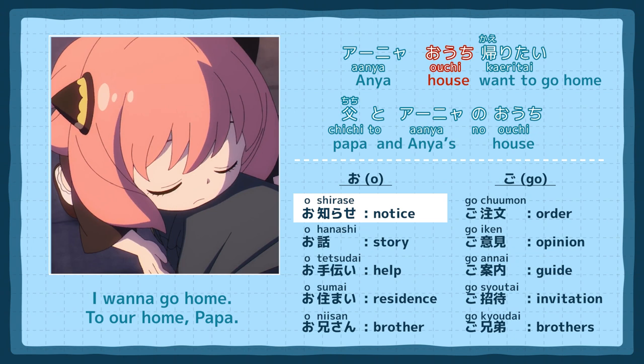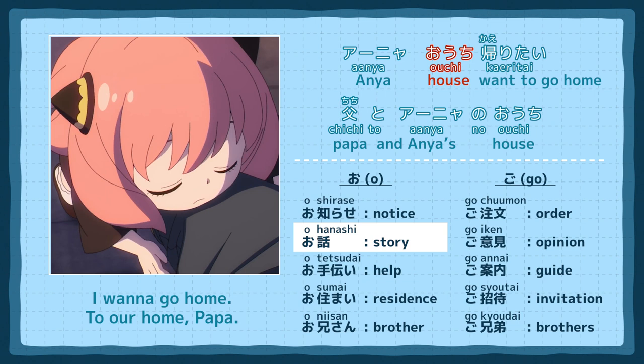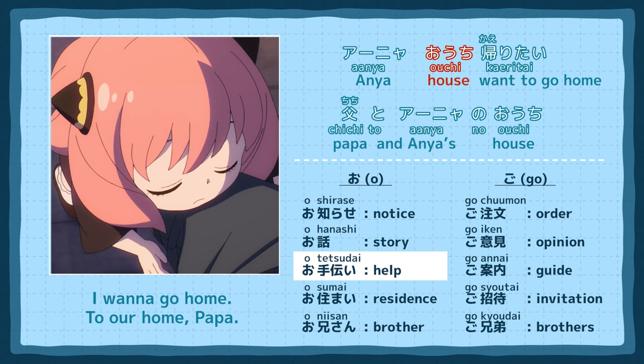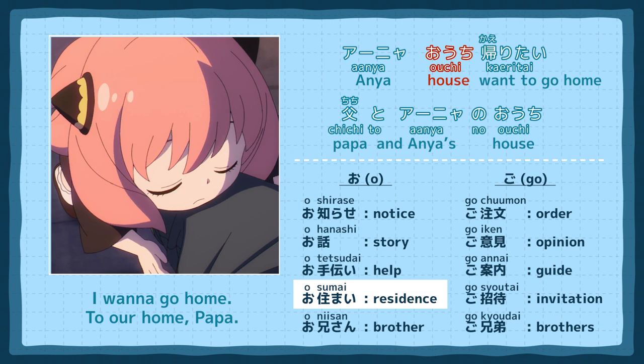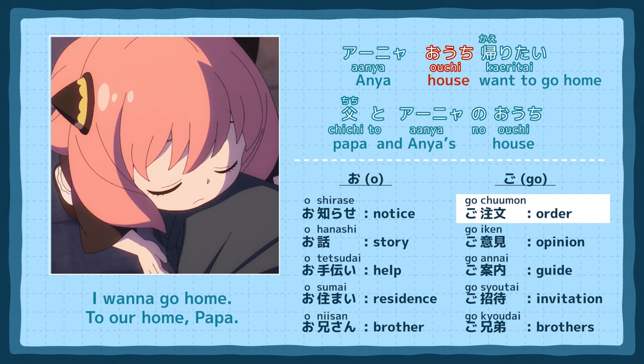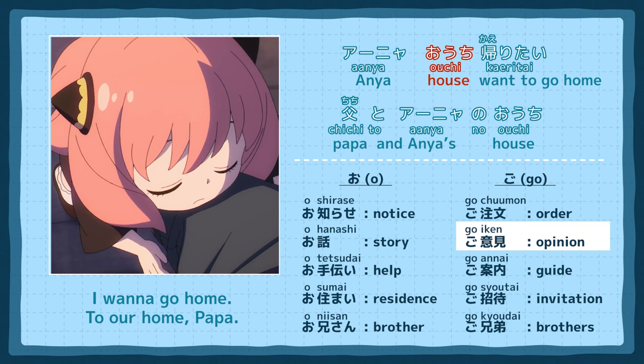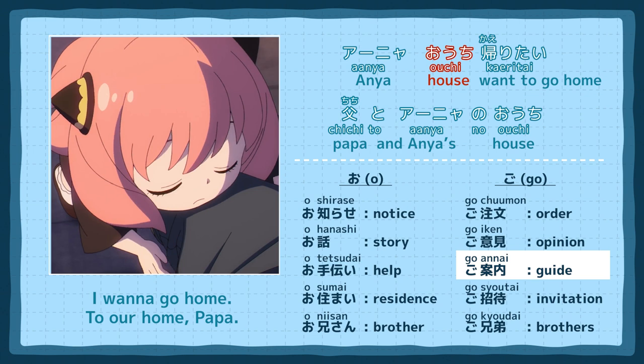Shirase, notice. Oshirase. Hanashi, story. Ohanashi. Tetsudai, help. Otetsudai. Sumai, residence. Osumai. Niisan, brother. Oniisan. Chūmon, order. Gochūmon. Iken, opinion. Goiken. Annai, guide. Goannai. Shōtai, invitation. Goshōtai.